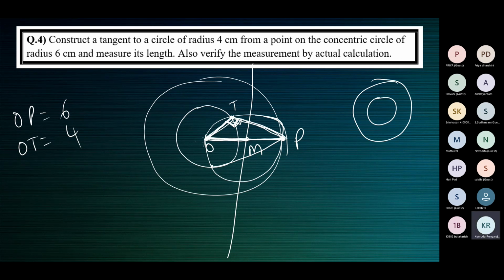See how to identify the radius: the center and the end points, O and T. O is the center, T is a point on the inner circle. So OT is a radius. OP is the radius because O is the center and where is P? It's a point on the outer circle. So that means OP should be the radius of the outer circle.